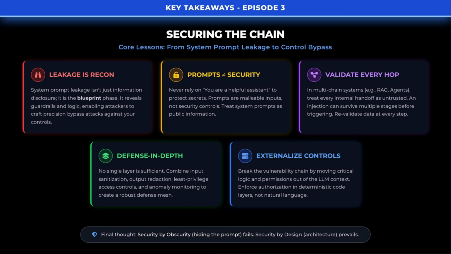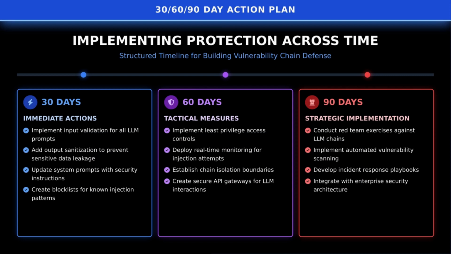Armed with these principles, let's look at how organizations can implement them over time. Security is a journey. In the first 30 days, implement input validation, output sanitization, secure system prompts and block lists for known injection patterns. By 60 days, roll out least privilege access, deploy real-time monitoring, establish chain isolation and secure API gateways. Within 90 days, conduct red team exercises, implement automated vulnerability scanning, develop incident response playbooks, and integrate LLM defenses into your enterprise security architecture. Following this timeline helps organizations build lasting resilience.